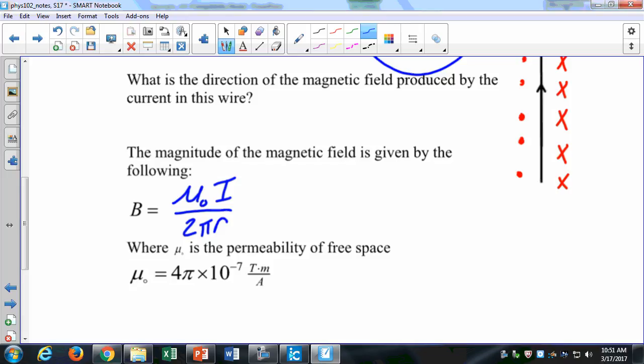This is the magnitude of the magnetic field. Here mu naught is the permeability of free space. This is related to k. If you remember Coulomb's constant, they're related. We're not going to get into what the physical meaning of it is. We'll just take it as a constant for now. The magnetic field is proportional to this permeability of free space. You don't need to know this word or what it means, but you just need to know what the number is, and it's on your equation sheet. Know how to calculate the magnetic field at a certain distance.